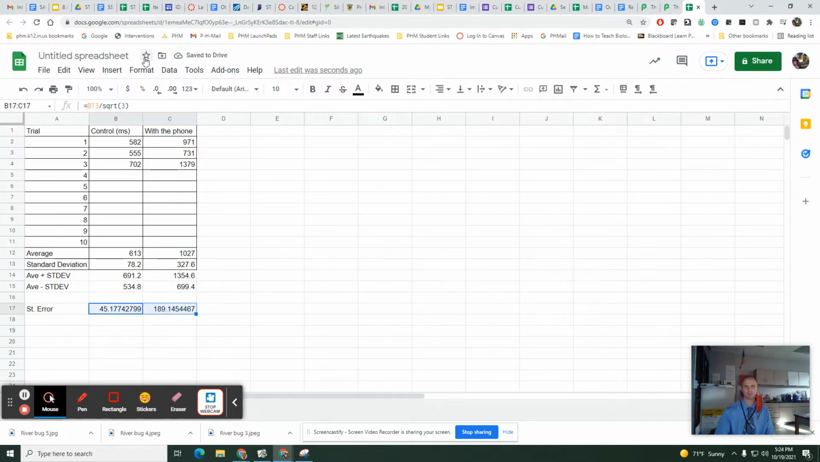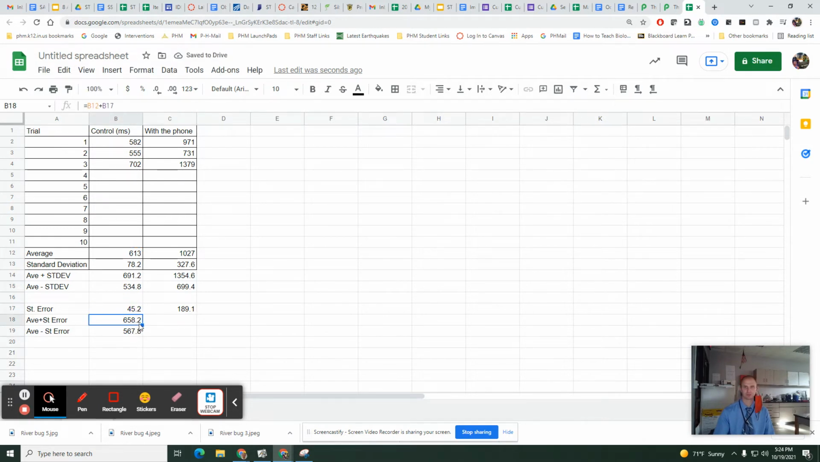Got it? Do that. So you're going to have to graph that again. So you go average plus this standard error, average minus the standard error. You're going to put that on a graph. Okay. So equals the average plus that number, equals the average minus this number.